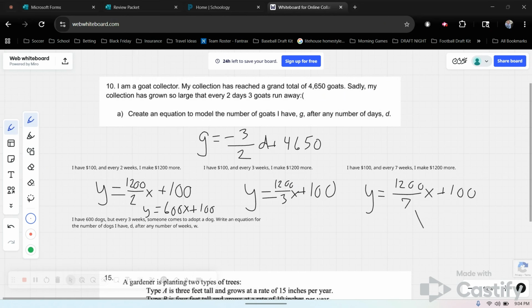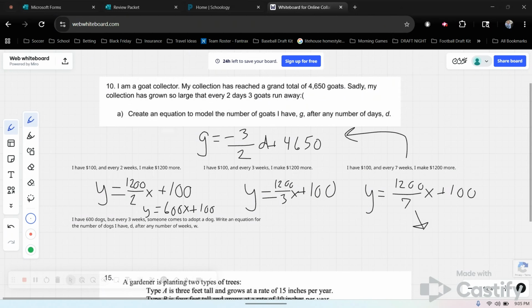Now, if you divide this out, it's going to be nonsense. It's going to be 157.1428, blah, blah, blah. It's going to keep going. And so, again, just like with the goats, it doesn't really make sense in a real life scenario. You can't make 157 point dollars. It's going to get rounded.